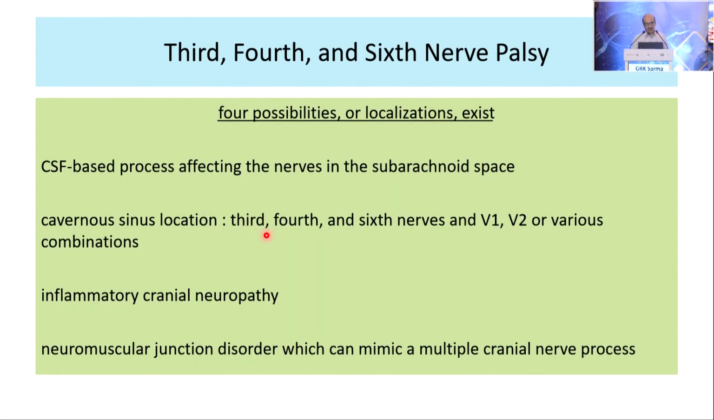Now we have seen individual third, fourth, and sixth nerve palsy. When they are grouped together and involved commonly, then four possibilities are there. One is a CSF-based process like meningitis in the subarachnoid region, or a cavernous sinus location that can cause third, fourth, sixth, V1, V2 paralysis in various combinations. Then polyneuritis cranialis, picking up individual cranial nerves, can cause that. Or a neuromuscular junction disorder, which can mimic any eye movement disorder that we know.